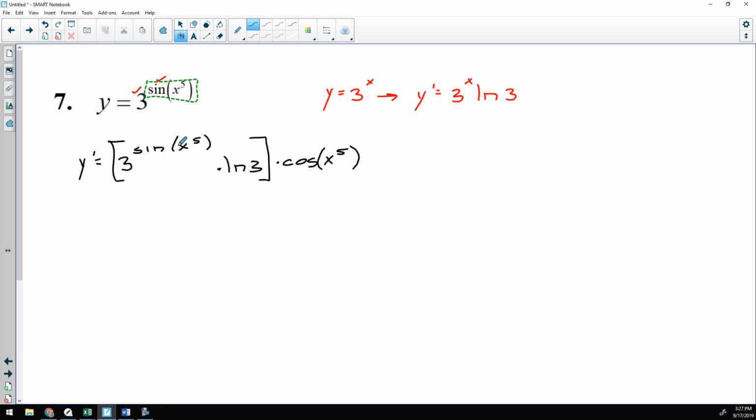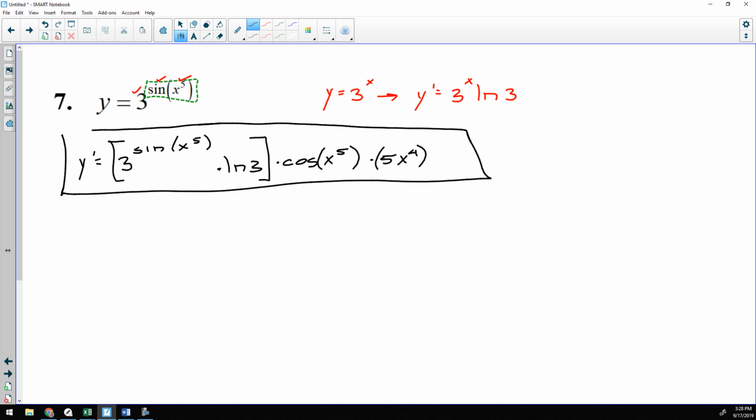So I left the x to the 5th alone. So I did 3 to the stuff, ln 3, then the derivative of sine is cosine. I left the x to the 5th alone. Now I finally finish up. I've done everything except this innermost layer, and the derivative of x to the 5th will be 5x to the 4th. And that finishes this problem. And that's so ugly, I'm not even going to try to rearrange it. We'll just stop and let that be.